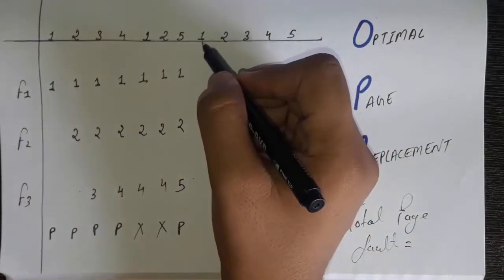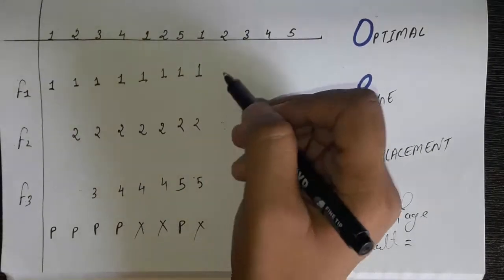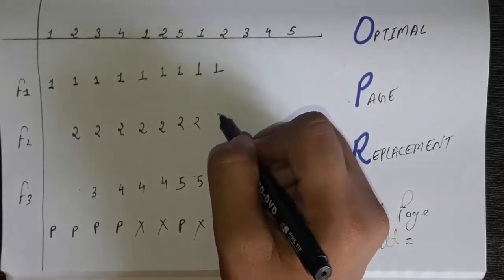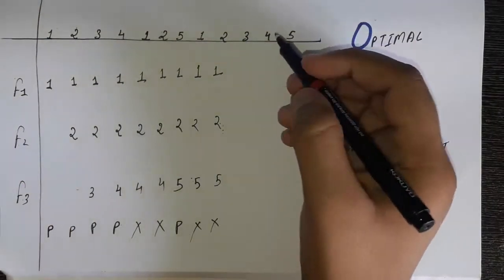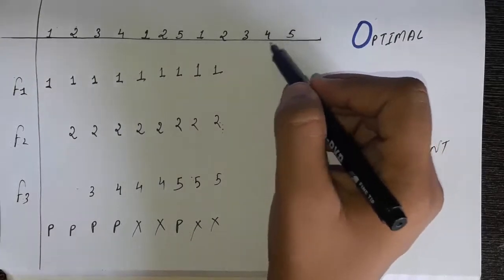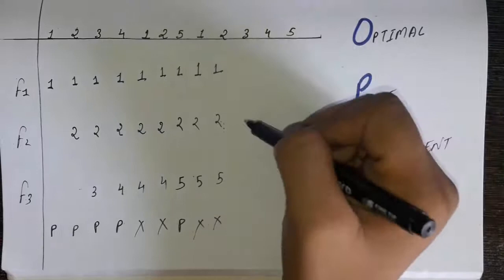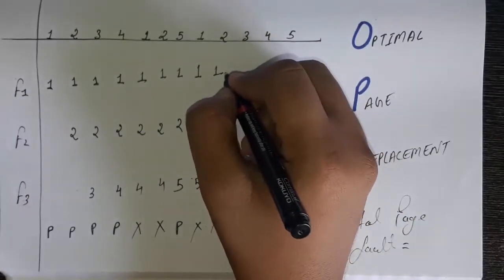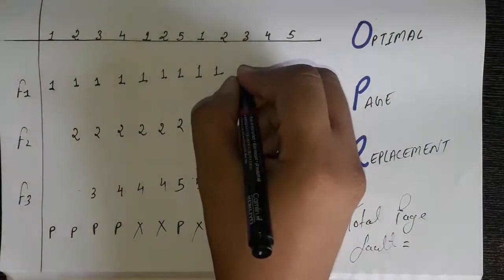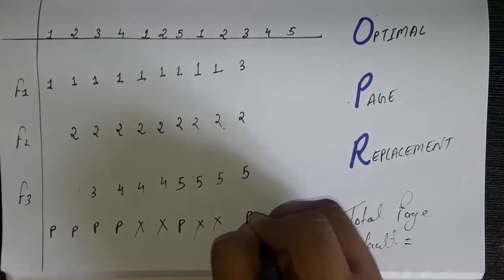Again, the next process is 1, so 1 is already in our list, so do nothing. Then 2, which is also already in our list, so write it as it is. And now the 3 arrives. You can see there are only 2 processes left, 1 and 2. We are not going to use 1 or 2 in the near future, so you can remove whichever you want. So we can remove 1 and write 3 instead. So 3, 2, 5, and a new page fault occurs, so P.